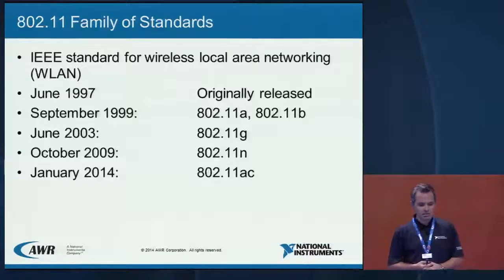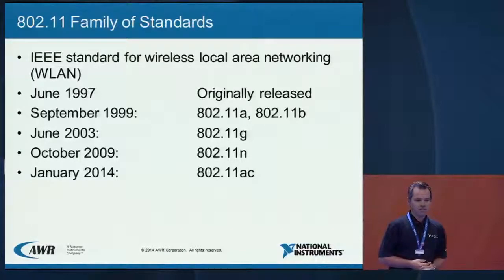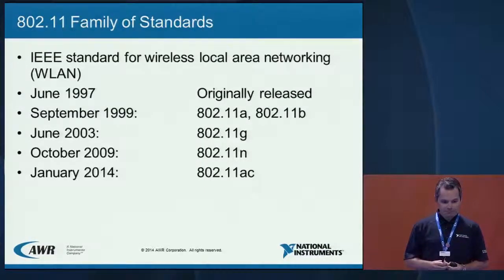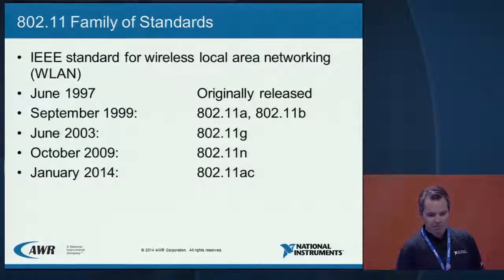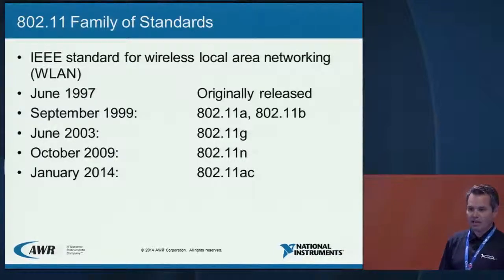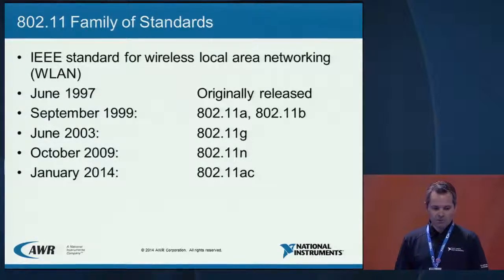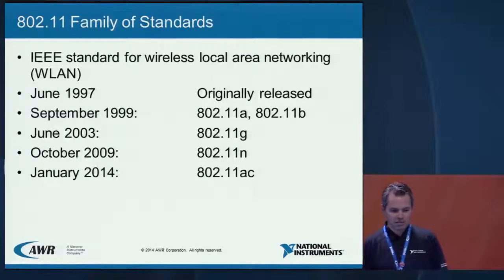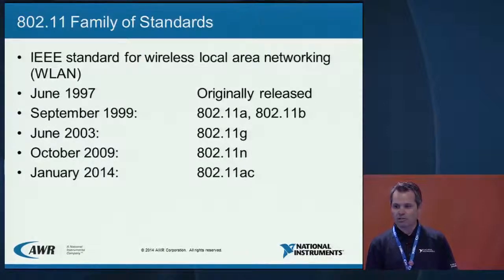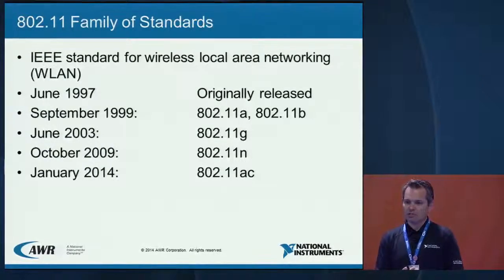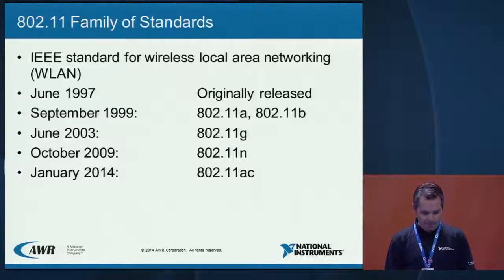As a brief history of the 802.11 family of standards, they started back in June of '97, which seems a long time from now. Then in September '99, the 802.11a and 802.11b were released, followed by 11g and 11n in 2003 and 2009, and finally in January 2014, the 802.11ac was ratified.